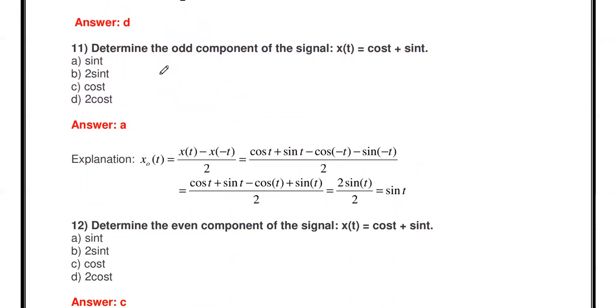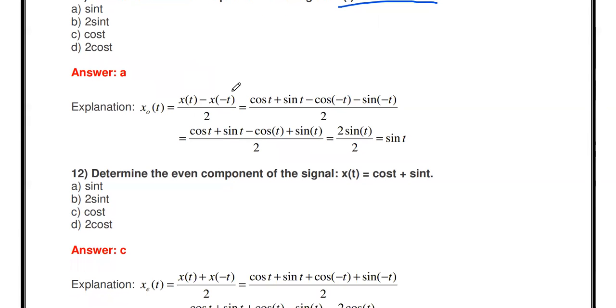Okay, then the next one: determine the odd component of the signal x of t equal to cos t plus sin t. Here the given signal consists of two components, one is cos t and another one is sin t. In that, we have to find out which one is the odd component. In order to find the odd component, you already know the formula. X o of t equals x of t minus x of minus t divided by 2.